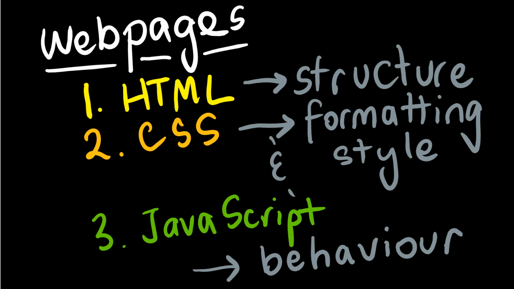Web pages are comprised of three components: HTML, CSS, and JavaScript. HTML is used to structure the content. CSS is used to format and stylize the web page. And finally, JavaScript is used to add behavior to the web page.